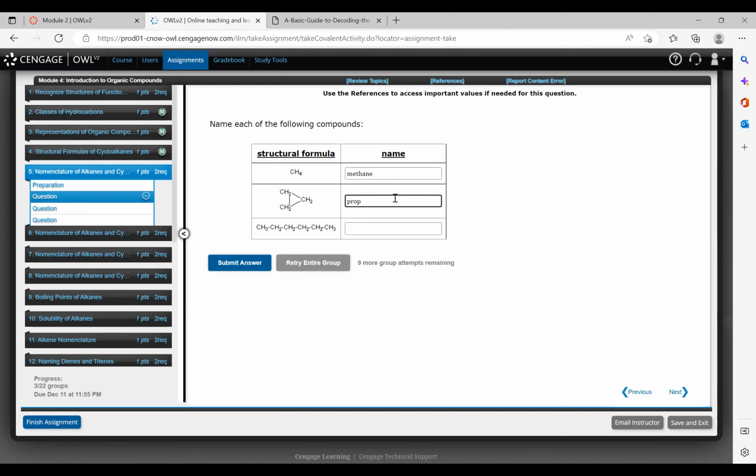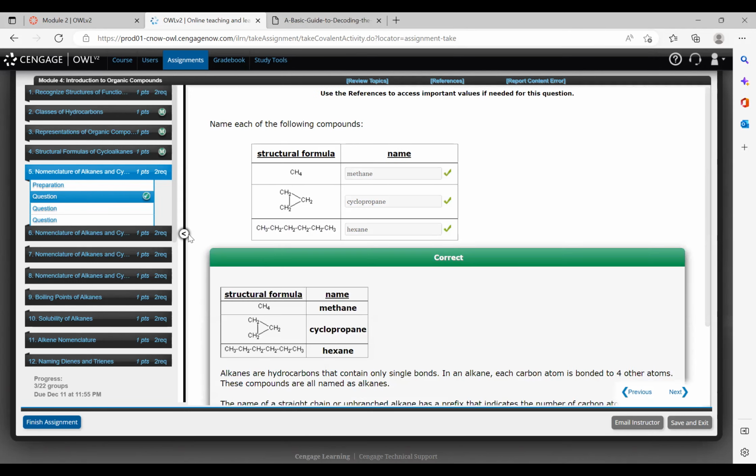Here, what we're going to see is that we have 3 carbons. So this would be prop. They're all single bonds, so it's ane. And they're in a ring-like format, so we call it cyclo. So this is cyclopropane. All right, down here we have 1, 2, 3, 4, 5, 6 carbons. So 6 would tell us hex. And because they're all single bonds, we would say ane. So this would be hexane.